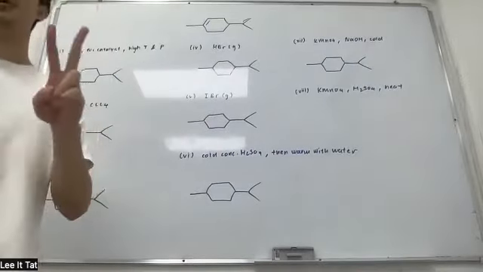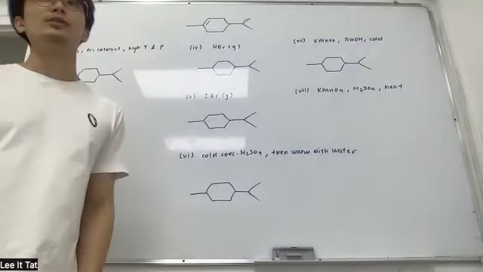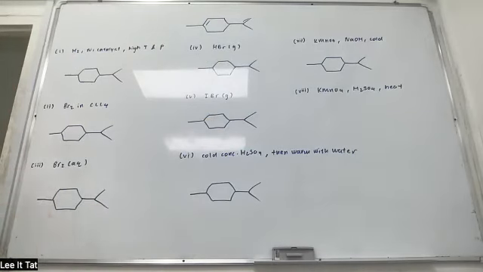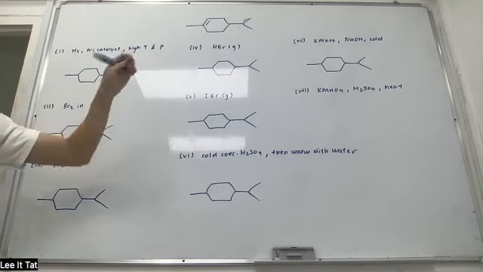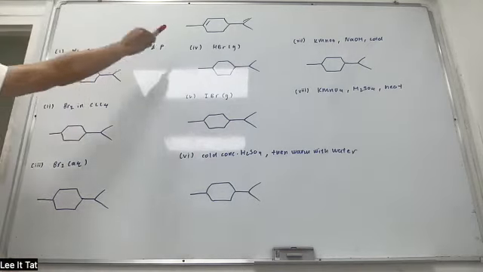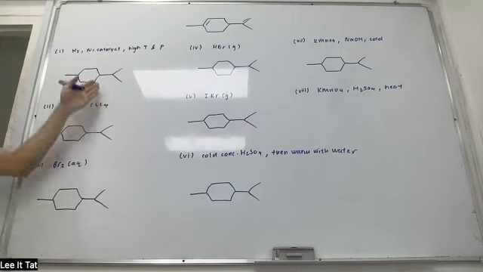Yeah, you see two double bonds here, right? So you need to react the same twice. For example here, we do Br2. How about this one? H2 gas, what's this reaction here? Reduction, right? You reduce the alkenes into alkanes, so it's just this one. That's the answer.